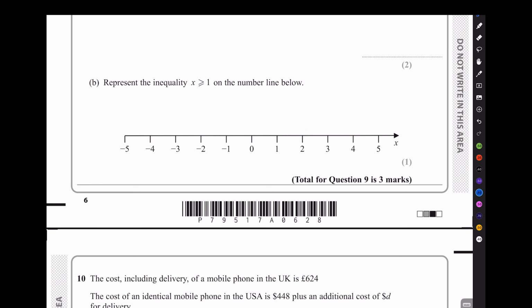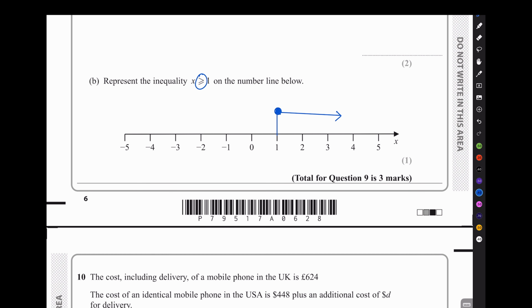Represent the inequality x greater than or equal to 1 on the number line. What do they mean by that? You draw a bar like this and a circle at that particular number. Since this is greater than or equal to, you should close the circle. And since it's greater than or equal to 1, you just draw an arrow like this. This basically represents that it's continuing up, above 1. That's basically it. Let me just straighten the arrow.